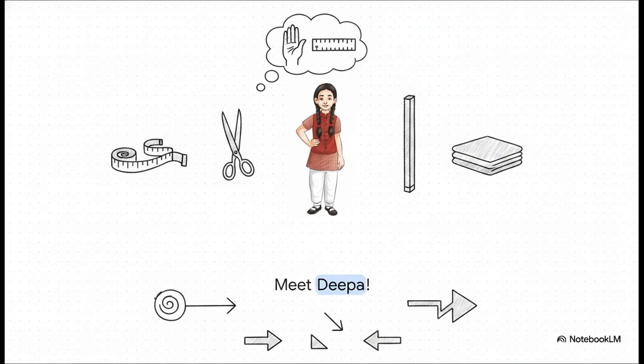Now, Deepa is a pretty curious kid. She noticed the tailor was using this floppy, flexible tape, but earlier the cloth seller had used a rigid metal rod. This simple observation sparked a massive, full-blown debate in her classroom about how we actually measure things.